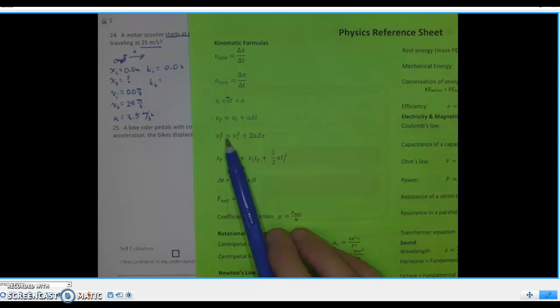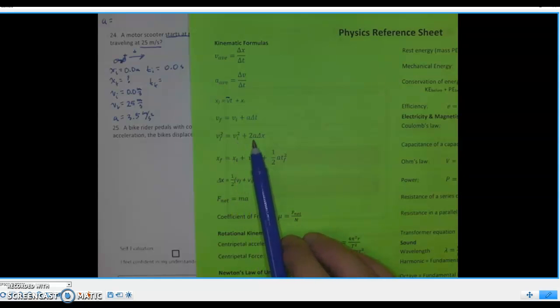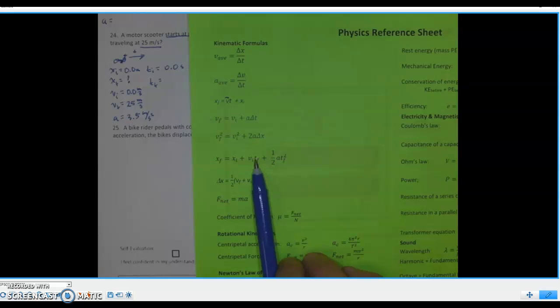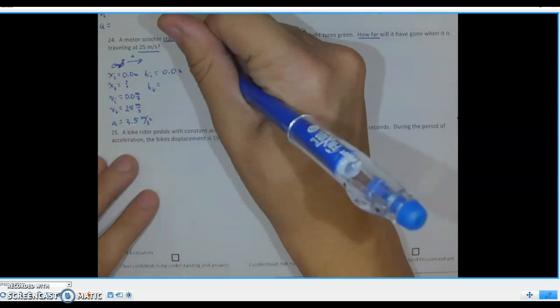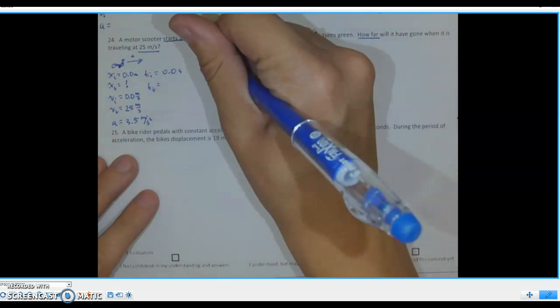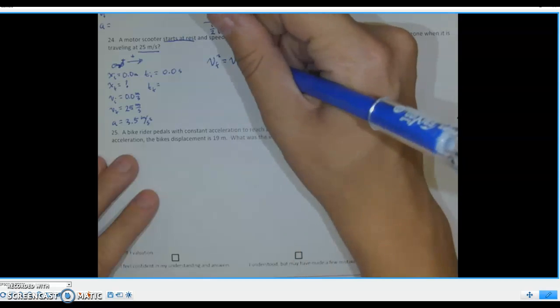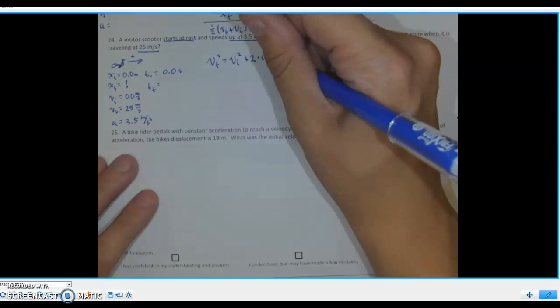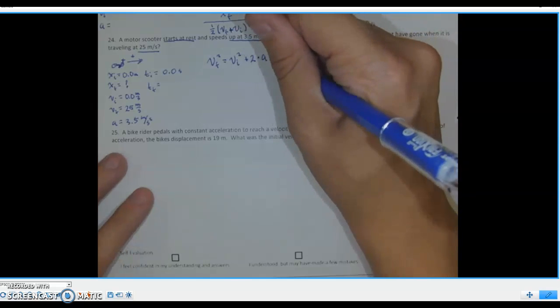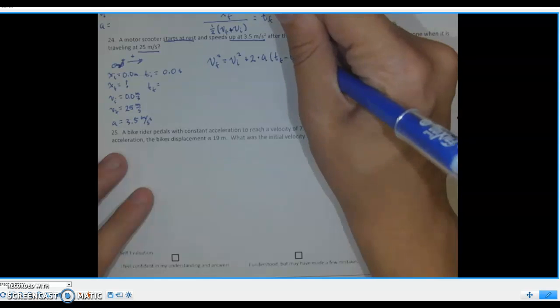This one should work. I know velocity final and initial. I know my acceleration, and then delta x would be final minus initial, and that contains my unknown. I can't use this one because it has time, and I can't use that one because it has time. So this must be the equation that I'm going to use. So velocity final squared is going to equal velocity initial squared plus 2 times acceleration times delta t, which is t final minus t initial.